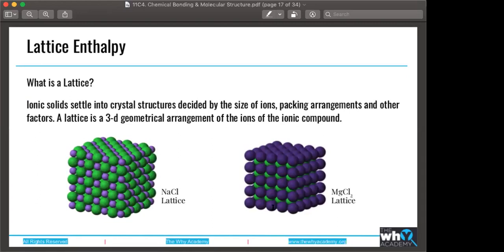Okay, so what is a lattice? Ionic solids settle into crystal structures. How these structures are is decided by the size of the ions. One, it's decided by size of the ions. Two, it is decided by the packing arrangements, whatever way of packing is the most convenient. And there are a few other factors like the energy changes and the charges between the cation and anion, all of that. So lattice is basically the 3D geometrical arrangement of the ions.